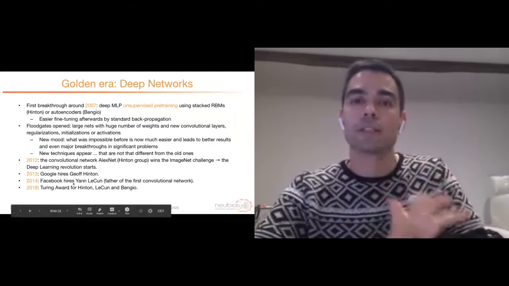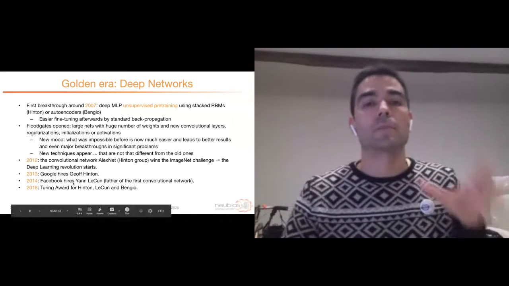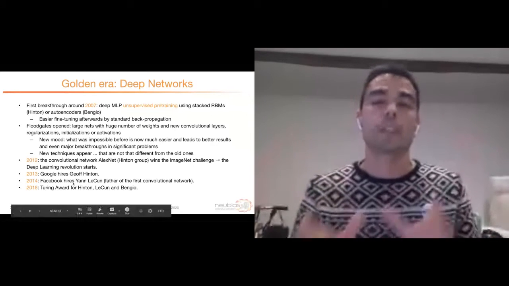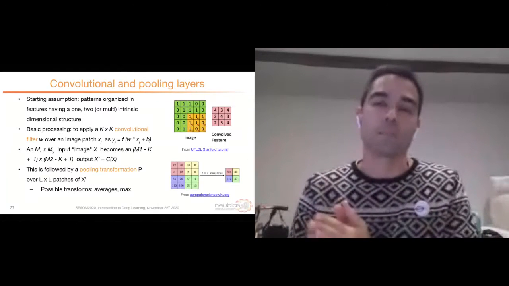So for you to understand deep networks, basically, I would recommend you to focus on two types of layers. One is the convolutional layer and one is the pooling layer.